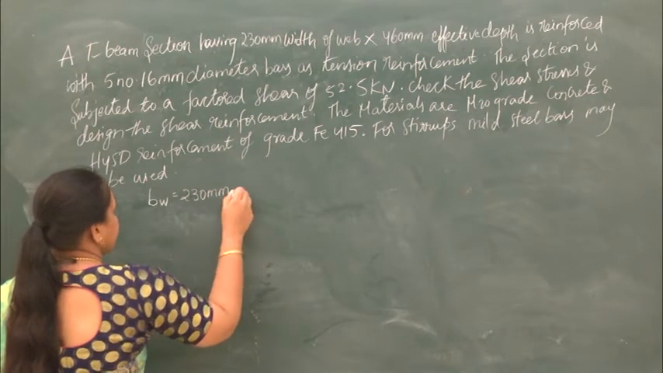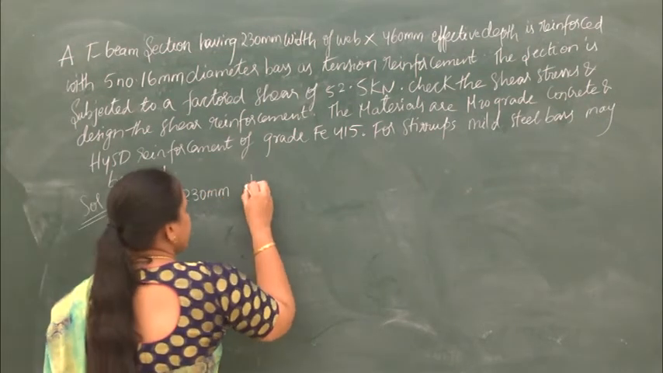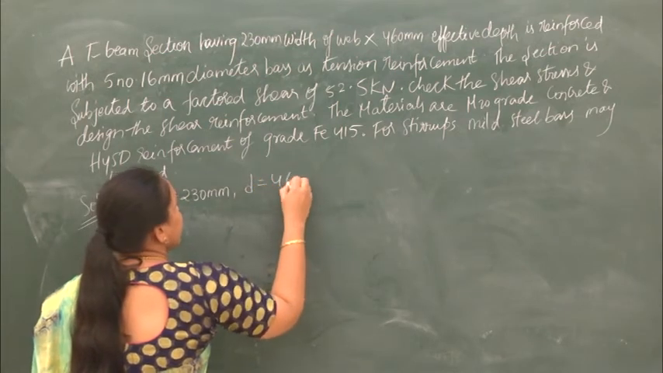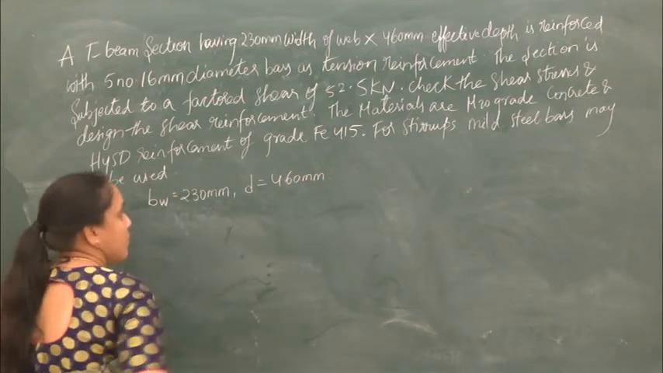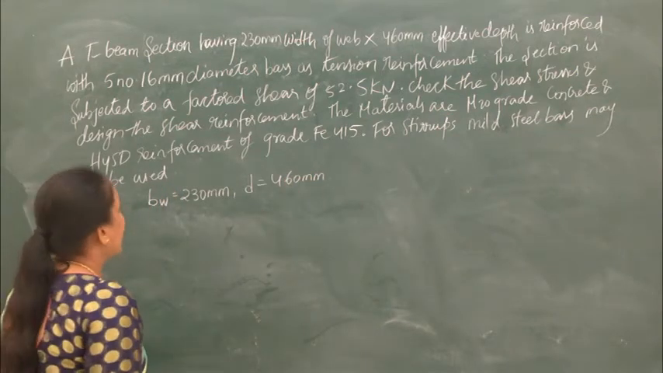230 mm. And what is the effective depth? Effective depth is given as 460 mm. D is 460 mm.